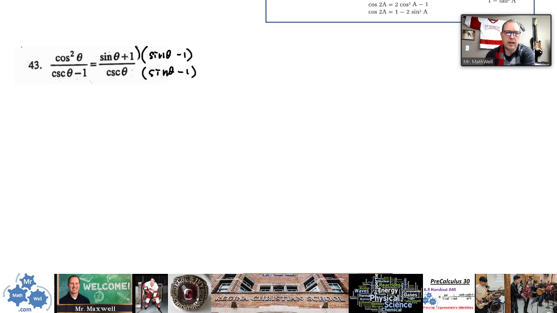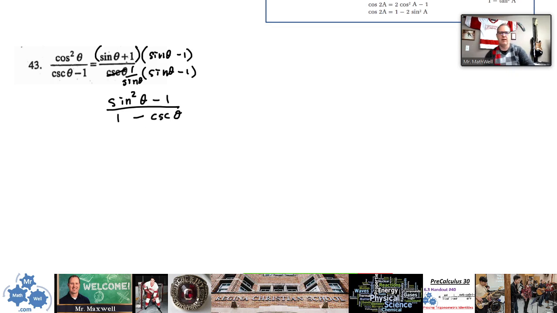Now the reason why I did that is because I'm seeing here that when I multiply the top on the right side, I get sine squared theta minus 1. You see, it's a difference of squares. What do I get on the bottom? Let's see, cosecant is actually 1 over sine, isn't it? Okay. So 1 over sine times sine is 1. 1 over sine times negative 1 is negative cosecant theta.